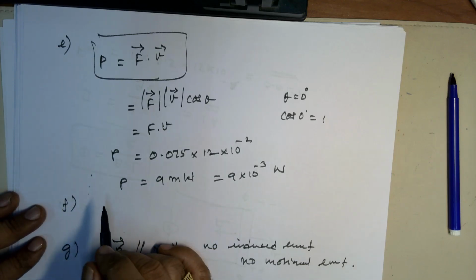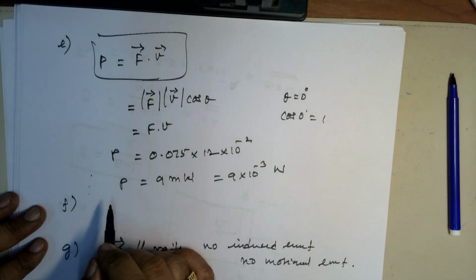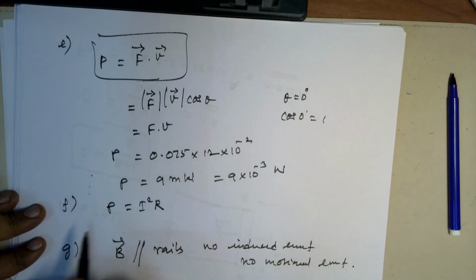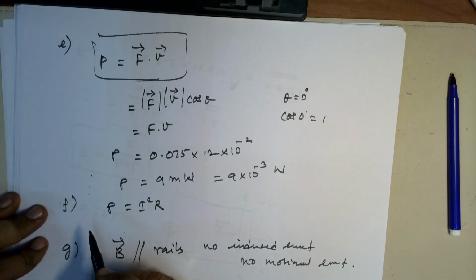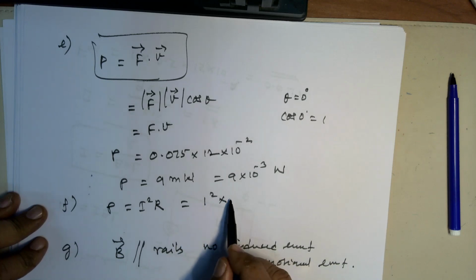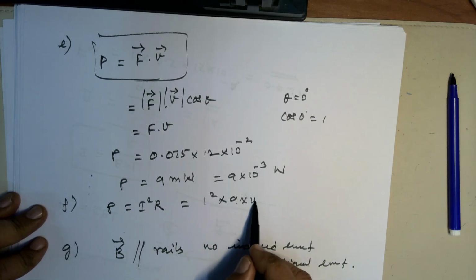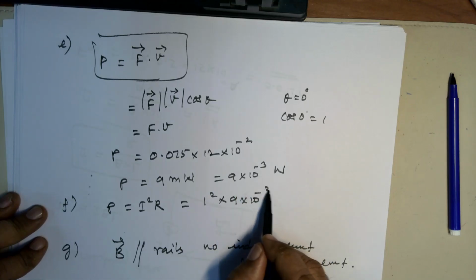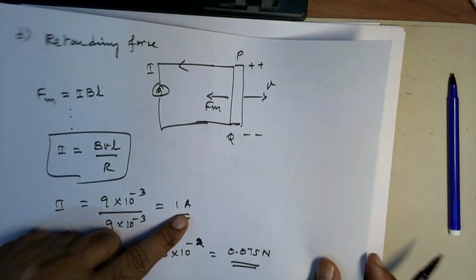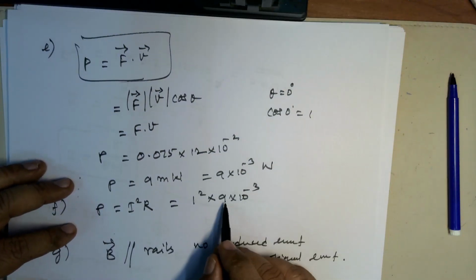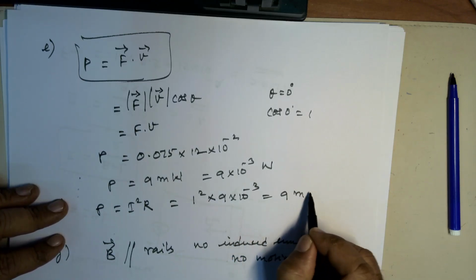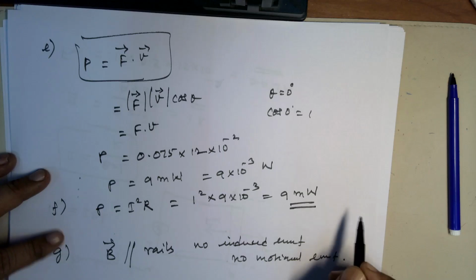And for F, what is the power in terms of heat? So power is equal to I squared into R. We can apply this equation, and this I is 1 ampere, is it not? So 1 squared into what is the resistance? 9 into 10 to the power minus 3. We already discussed, I is 1 ampere. So 1 squared into 9 means the same, that is 9 milliwatt once again. So that is the power.